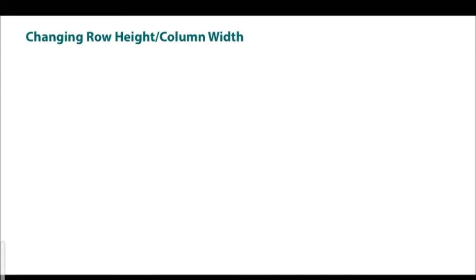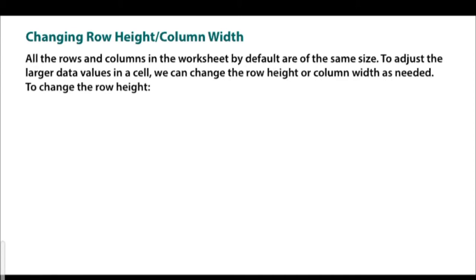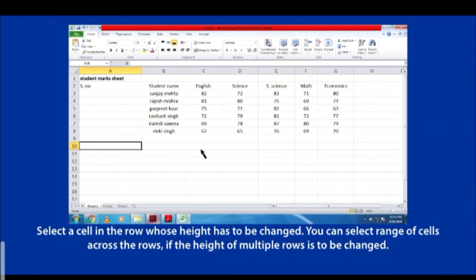Changing row height and column width. All the rows and columns in the worksheet by default are of the same size. To adjust the larger data values in a cell, we can change the row height or column width as needed. Select a cell in the row whose height has to be changed; you can select a range of cells across the rows if the height of multiple rows is to be changed.